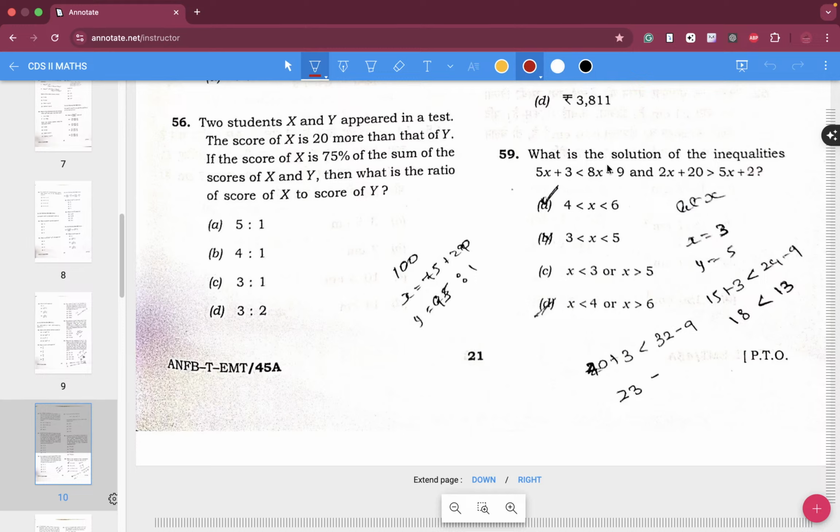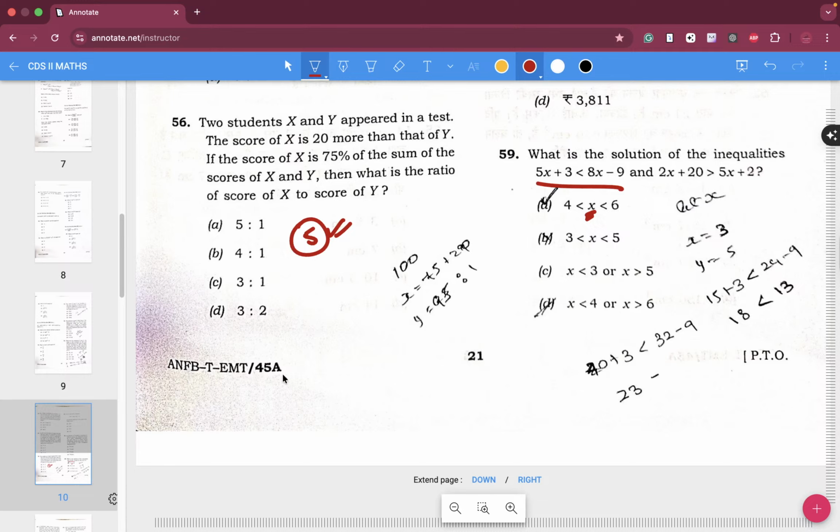What is the solution of the inequalities? These kinds of questions are very sitter type of questions. Extremely easy sitter question is what you have over here. Now you pick up one of these values, 4 and 6. We'll pick up a value called 5. Does 5 satisfy this equation?